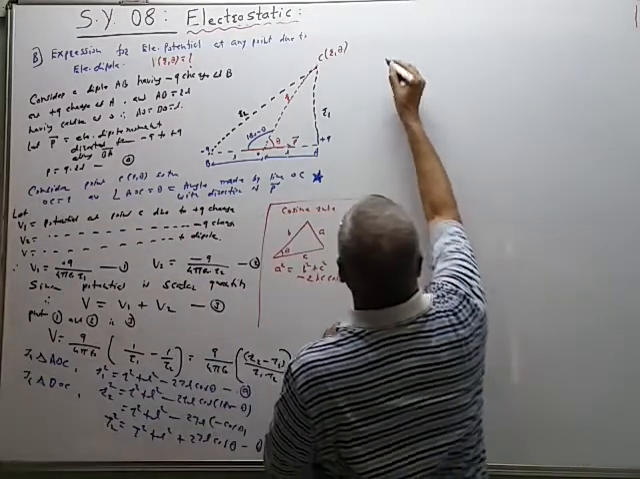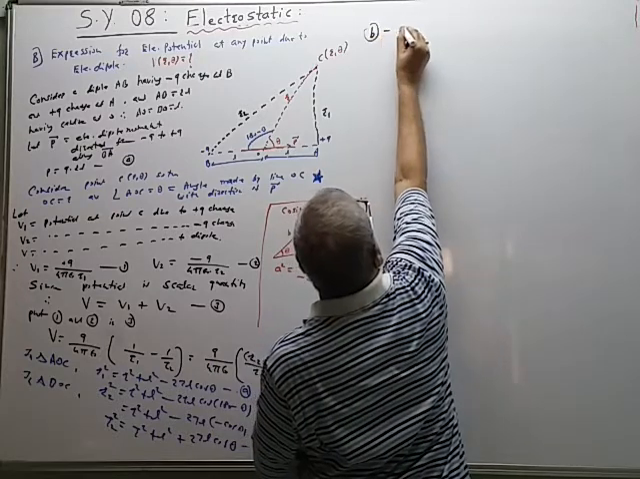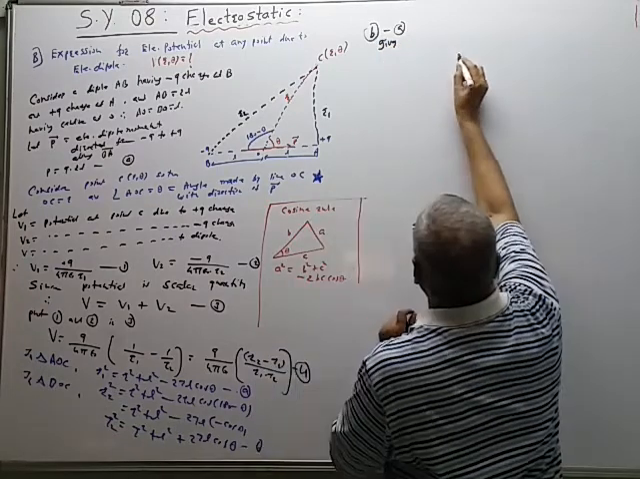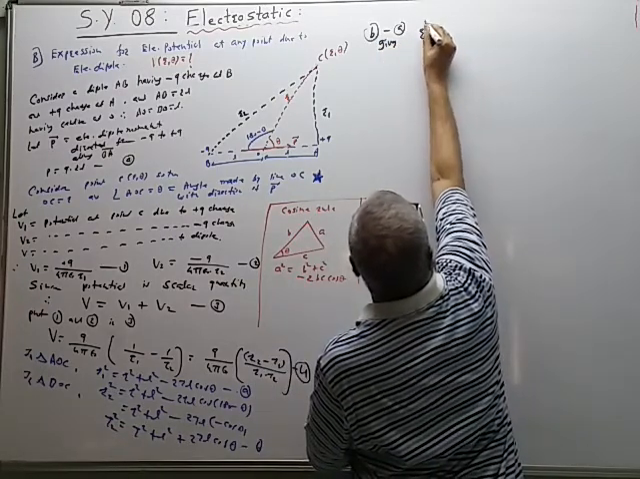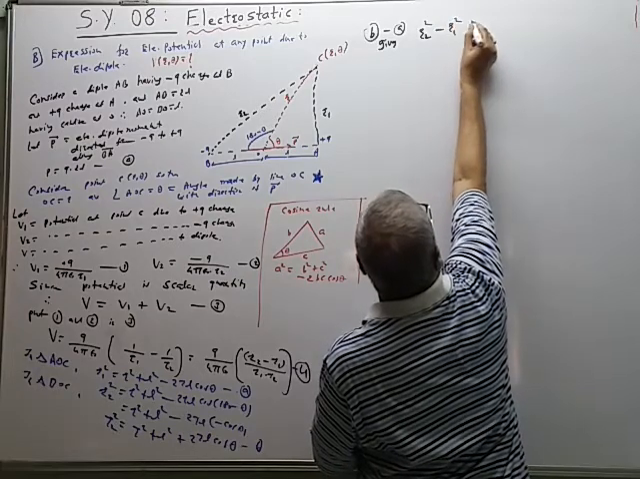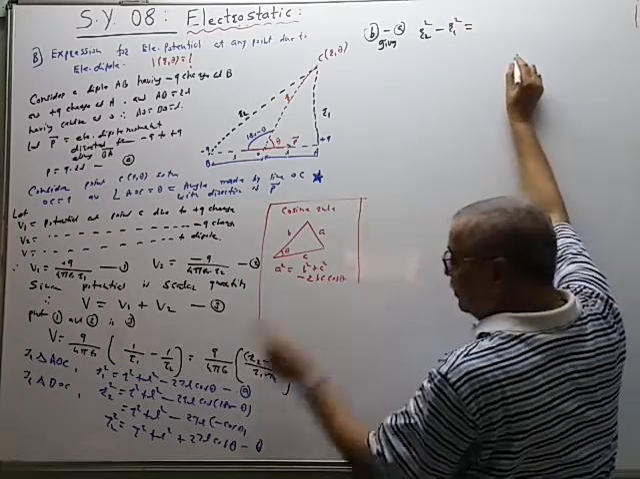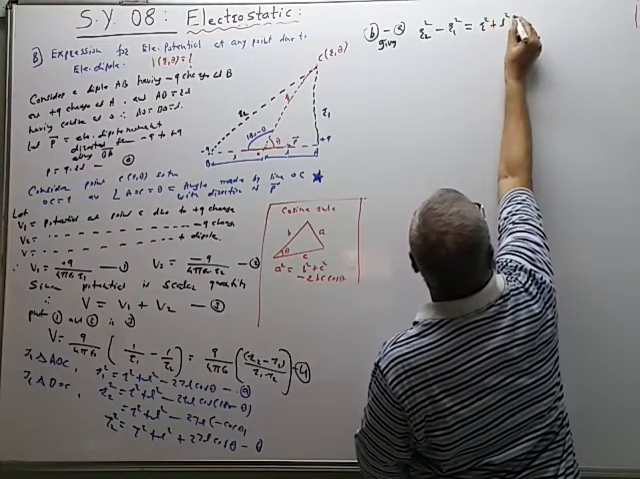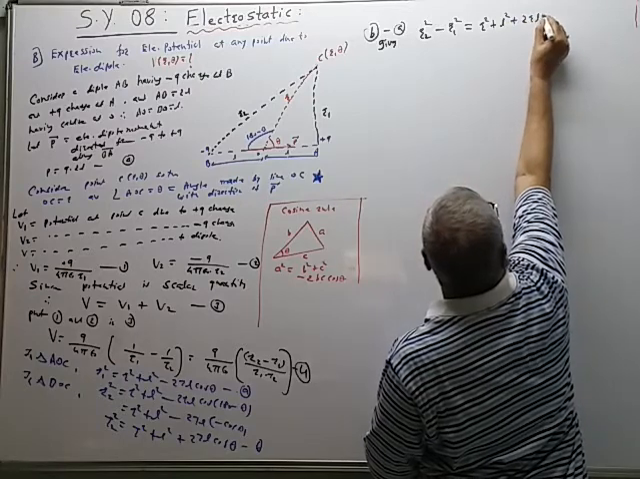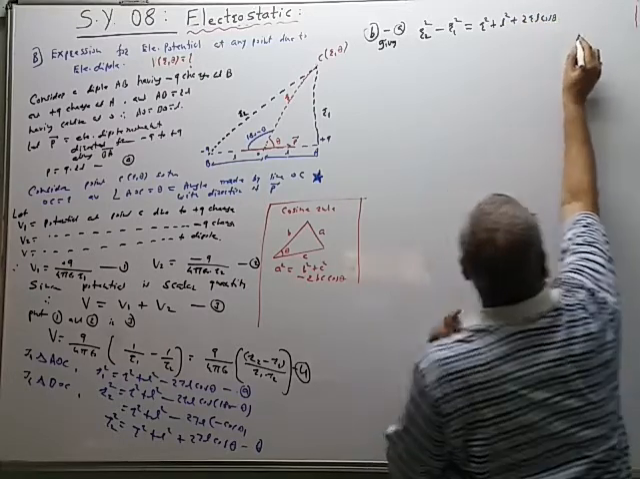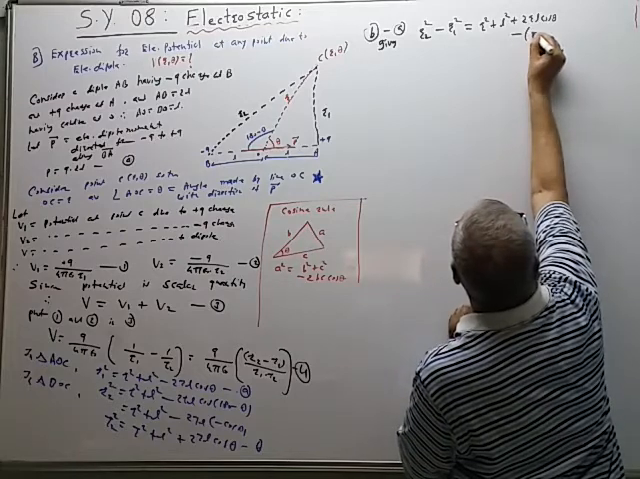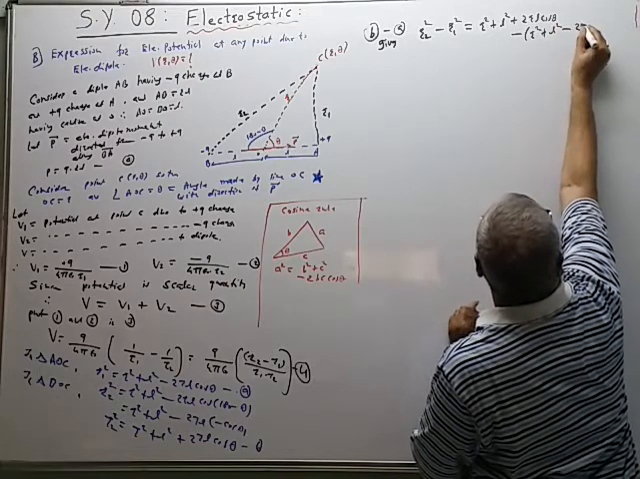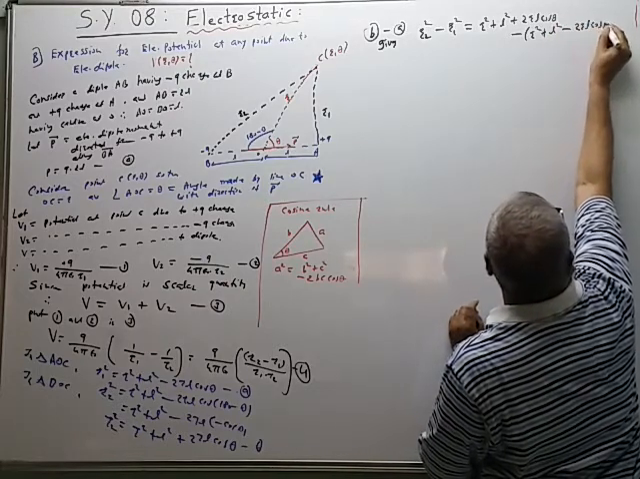B minus A gives R2 square minus R1 square is equal to. Now the value of R2 square is R square plus L square plus twice RL cos of theta, minus R square plus L square minus 2 times RL cos of theta.